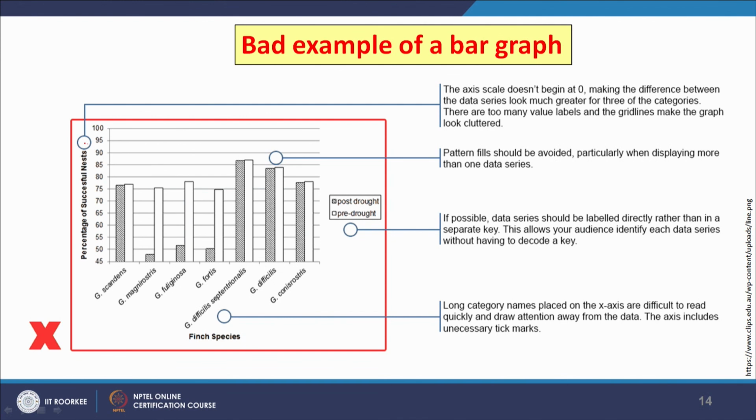The bad example is here. The first point is that they do not have units at all, so one is confused, and the categories are very long and unnecessary. This space is being wasted, and also pattern fill should be avoided, particularly when displaying more than one data series. So that is also avoided. It does not have a title either. Though it has a legend, it is not as good as possible.